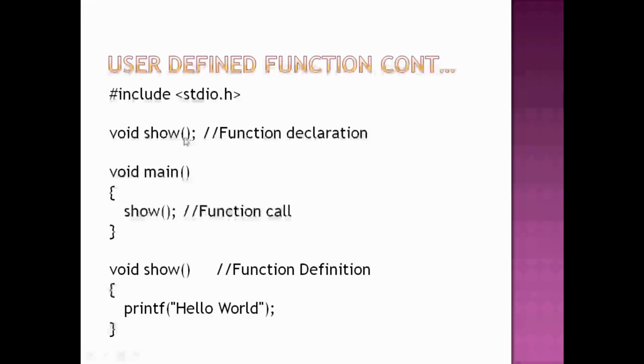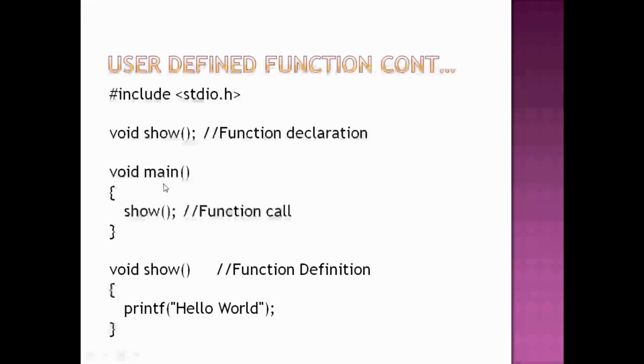So here the name of the function is show, and then whether this function is taking any parameters or arguments inside it. Here my function is not taking any arguments or parameters. So always remember, your function prototype will give you three things. First, what is the return type? Second, what is the name of the function? And third, what are the different types of parameters inside the function. So this is called a function declaration or function prototype.